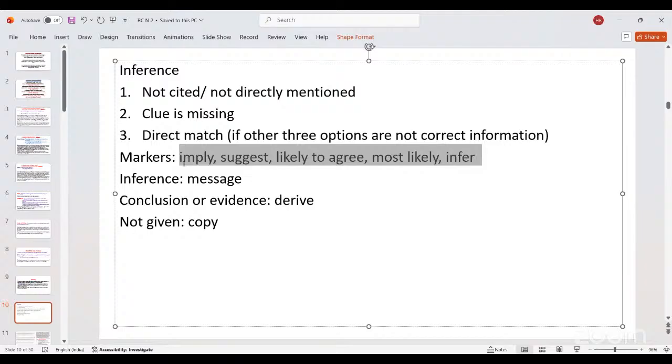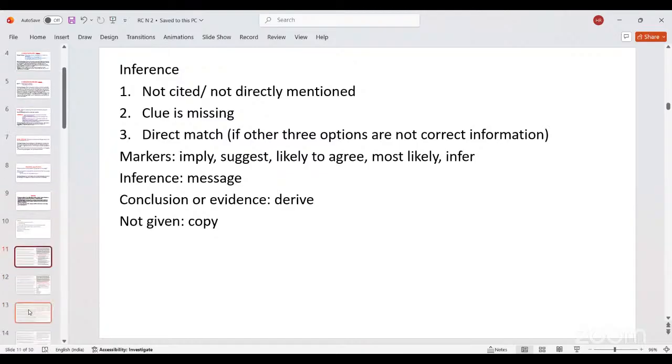Now, what is a marker? These are the words that are markers. What is the meaning of inference? Inference means message. Then, you copy-paste when the clue is not given directly, and you derive when a conclusion or evidence is given. All right, now look at one example.